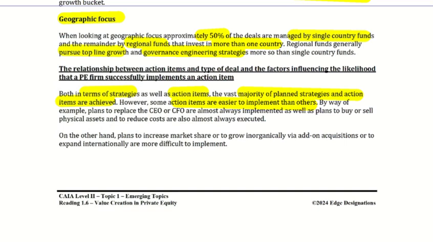What's interesting, and a bit scary for CEOs and CFOs, is that when a private equity plan has a plan to replace a CEO or the CFO, that's almost always implemented. That gets done. As well as plans to buy or sell physical assets. Those are always done. Interestingly, on the other hand, plans to increase market share or to grow inorganically via add-on acquisitions, or to expand internationally, are a little bit more difficult and not as commonly achieved.